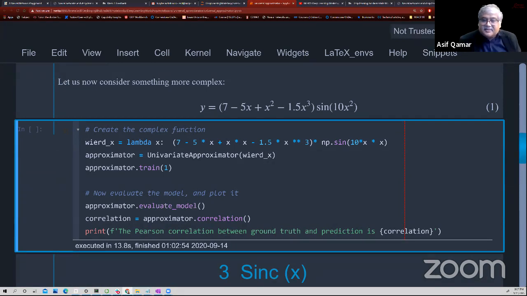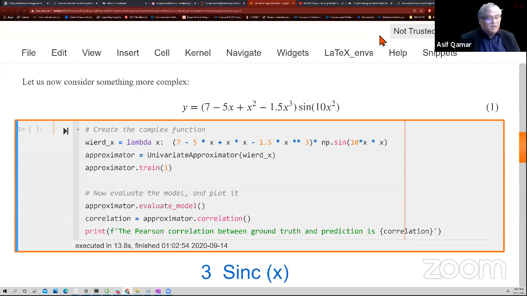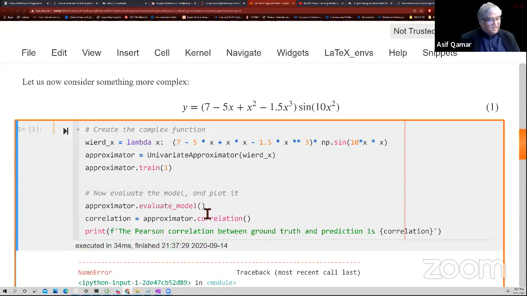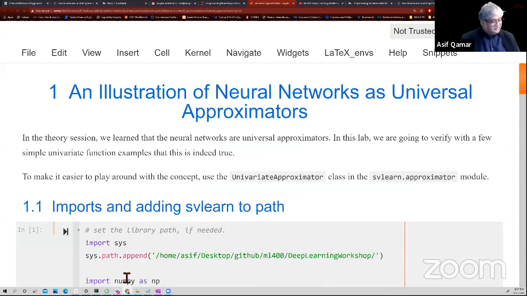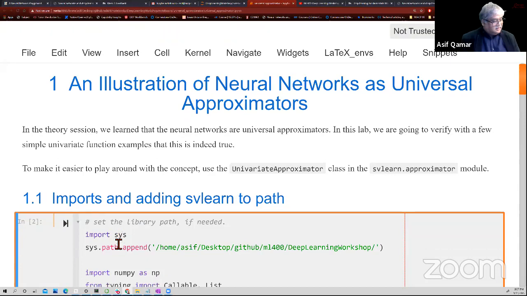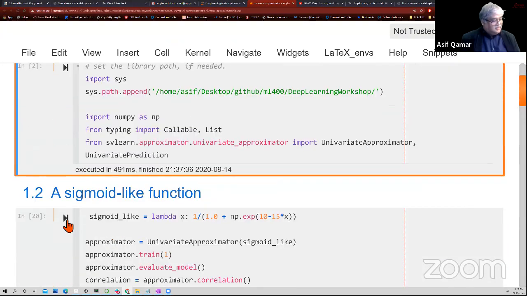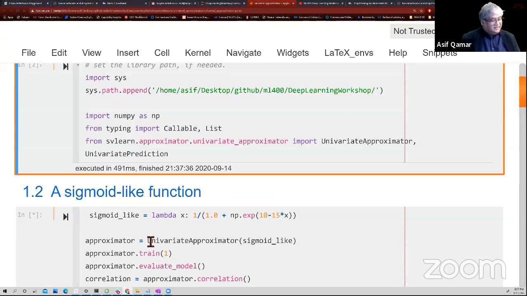Give me a second. I don't know what just happened. For some reason, it has gone into a read-only mode. Oh, it was hiding here. I have to run it from the beginning. Then, let's see, it is running.